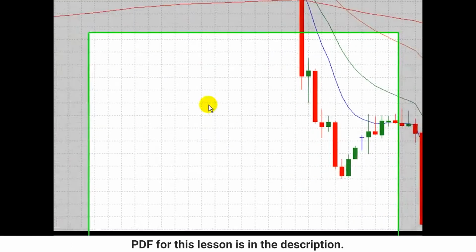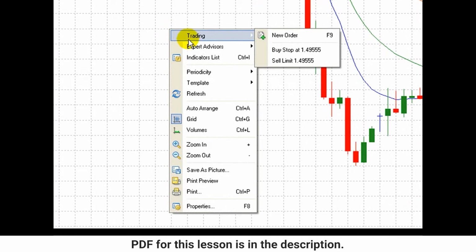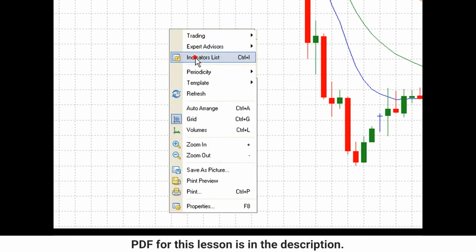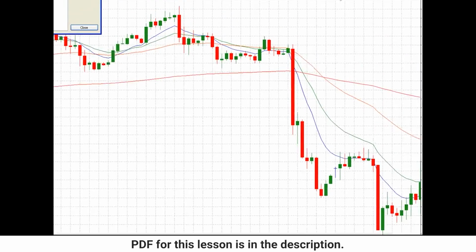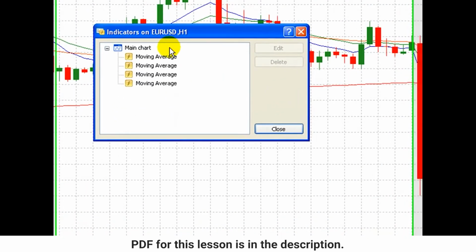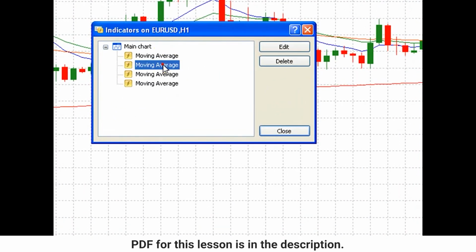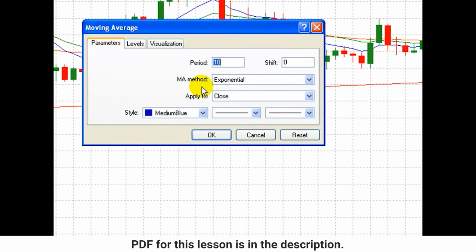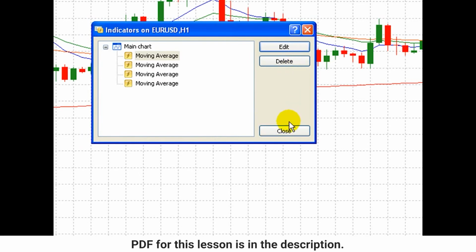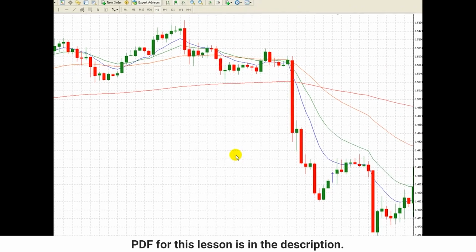If you make any sort of mistake, simply right click, go to indicator list, and this window will appear. You just click on whichever moving average you want to either delete or edit. Let's say we select this moving average here and we click on edit. It is a 10 period moving average, and if you want to edit anything, just change whatever you need and click on OK. In this case we didn't edit anything because everything was done correctly. We just click on close, and that's how simple it is to apply the moving average.